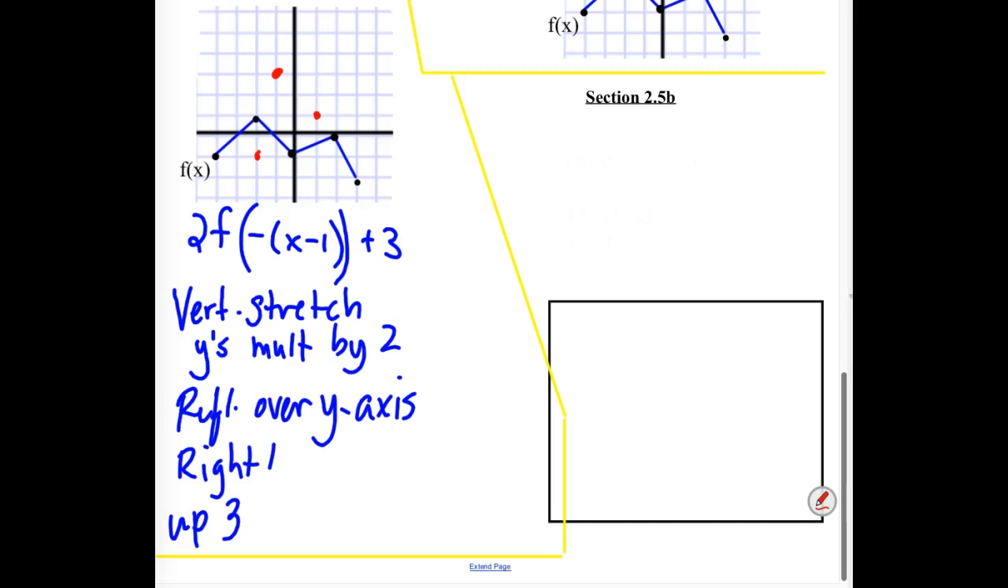Next point. Stretching it. It's at a 1. I'm going to stretch it up to a 2. Then I need to reflect it over the y-axis. It's going to land over here. And then right 1 and up 3.